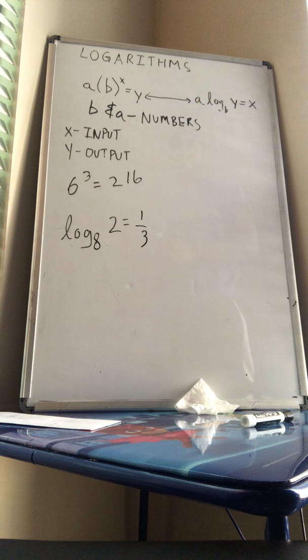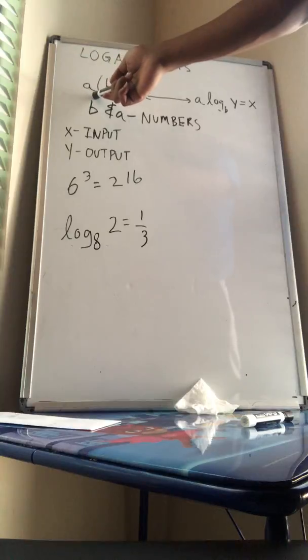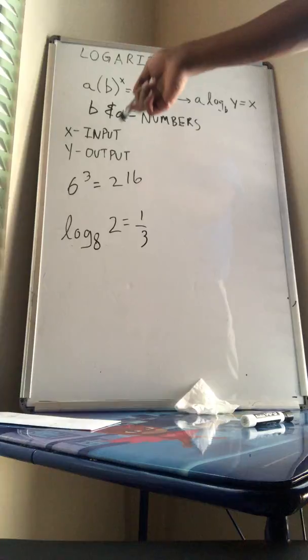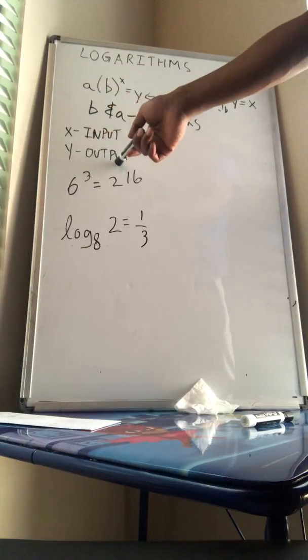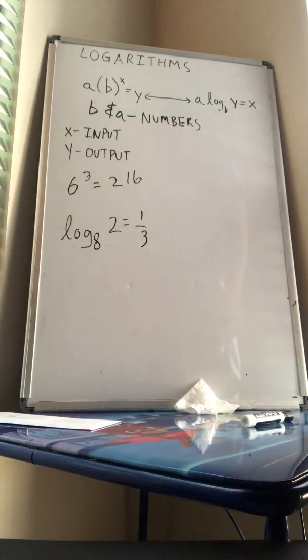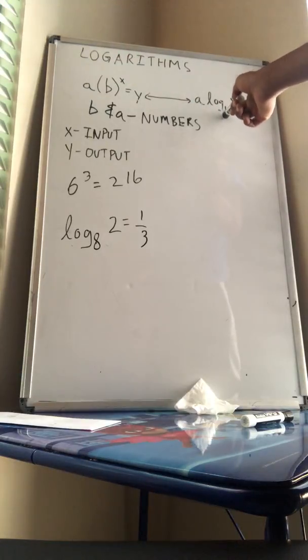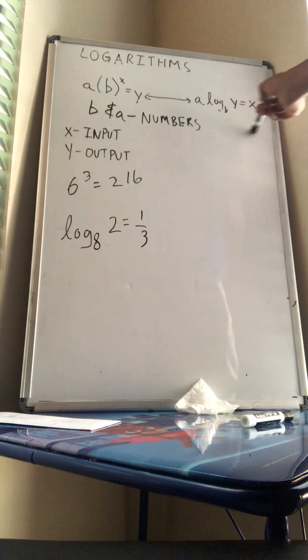So a logarithm is set up as an equation with a coefficient, a base that is raised to a certain power, and it has an output. So your x will be considered your input, which is your power, and your y will be considered your output, which is your answer. And it can be rewritten in the form of your coefficient a, the log of a base b, and your y answer, and then your x exponent. So it's set up a little funky, but we can solve it pretty simply.